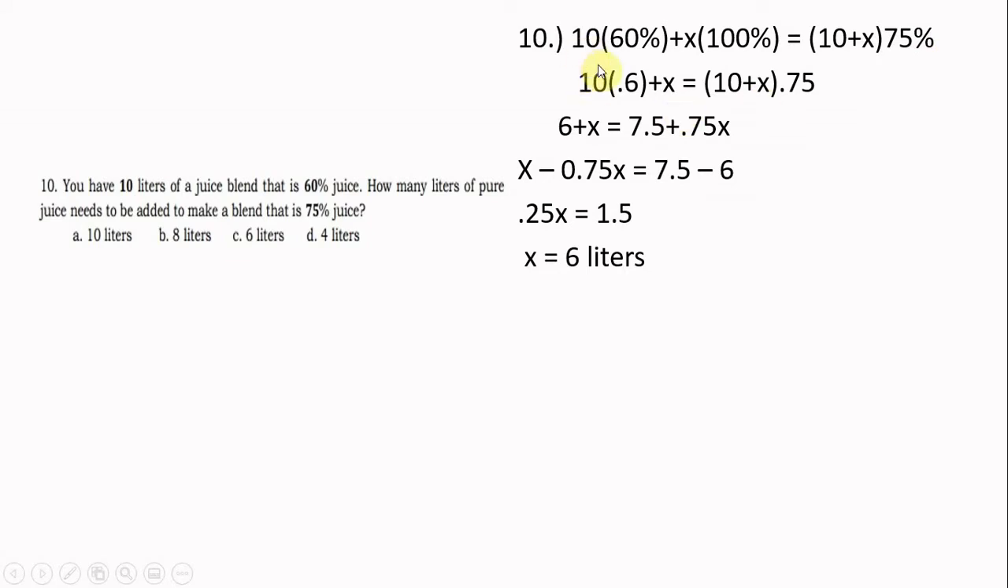Okay, now this 10 times 0.6, 60% is 0.6, plus x is equal to 10 plus x, this 75% is 0.75. You multiply 10 times 0.6, that's 6 plus x is equal to 0.75 times 10 is 7.5 plus 0.75x. Okay, you transpose this 0.75x to the left side and positive 6 to the right side. That becomes negative 6. This positive 0.75x becomes negative. So therefore, x minus 0.75x, that's 0.25x equal to 7.5 minus 6, that's 1.5. You divide this one, 0.25 divided by 0.25, the answer is 6 liters.